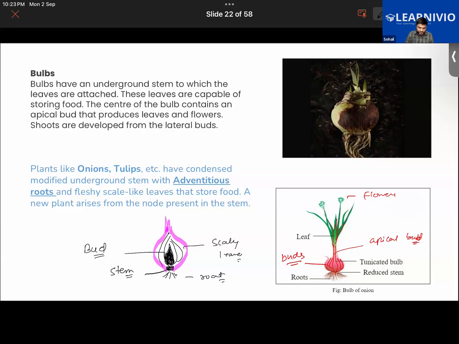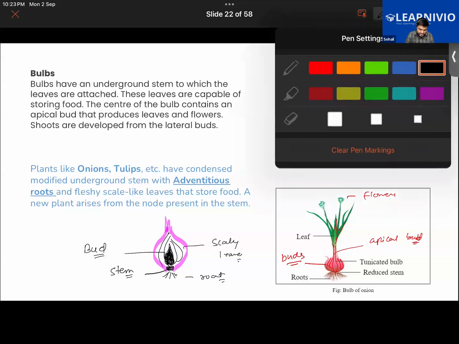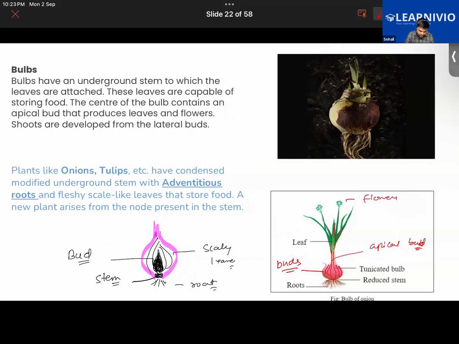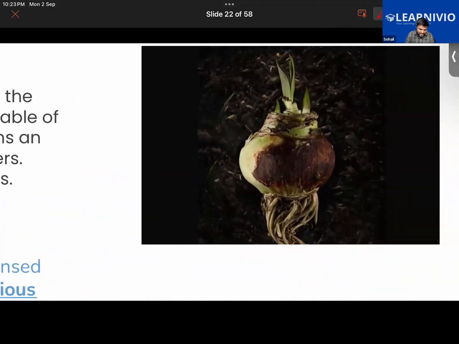Also, what basically happens now? Let me take the help of the first image over here. Let's say I have taken this onion and I have grown it in the soil. So some days later, what I will see is that small onions will be growing from the side of it like this.